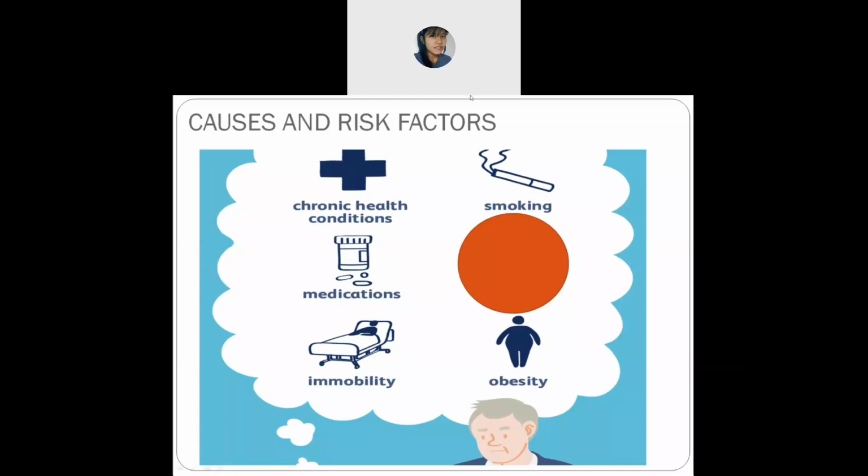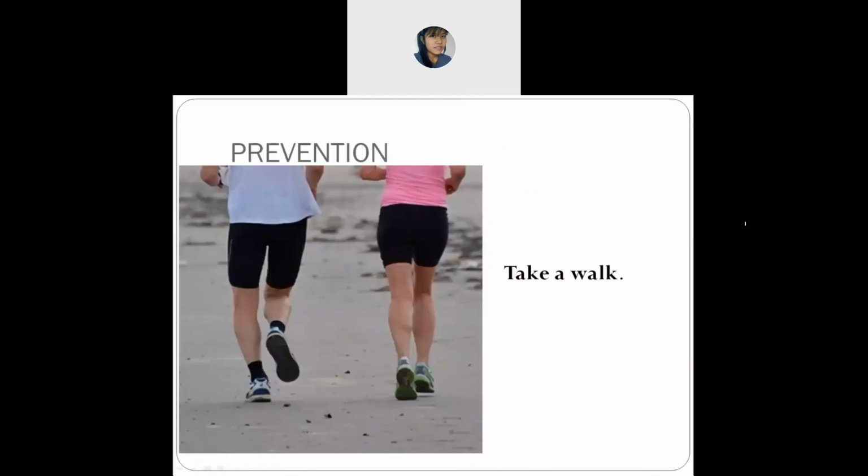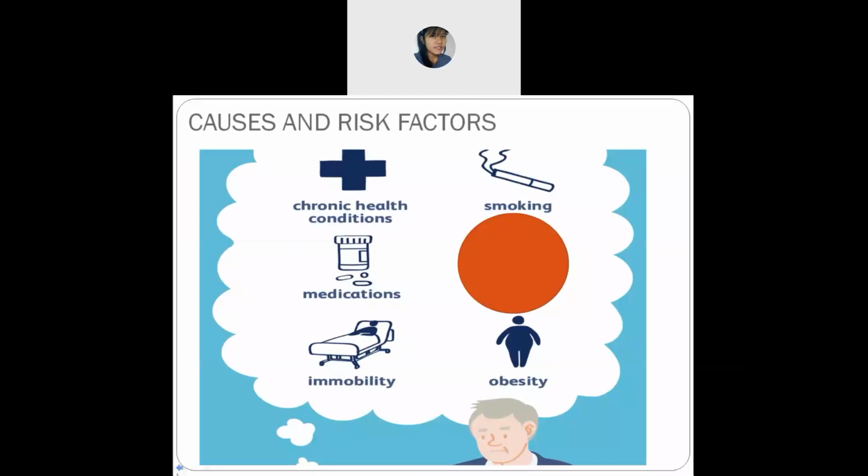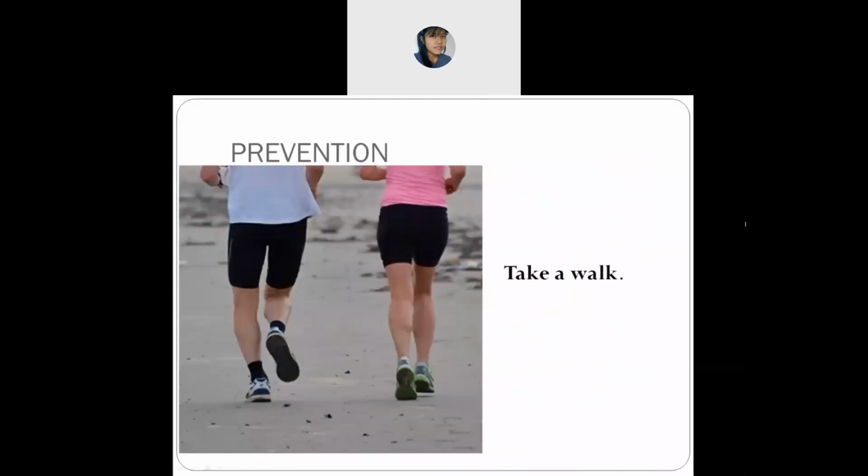Next is smoking, like using tobacco and all that. They are at risk of having this superficial thrombophlebitis. Next is obesity, like overweight people. They are most likely to have this superficial thrombophlebitis. Next is prevention. So how can you prevent yourself from getting this superficial thrombophlebitis?